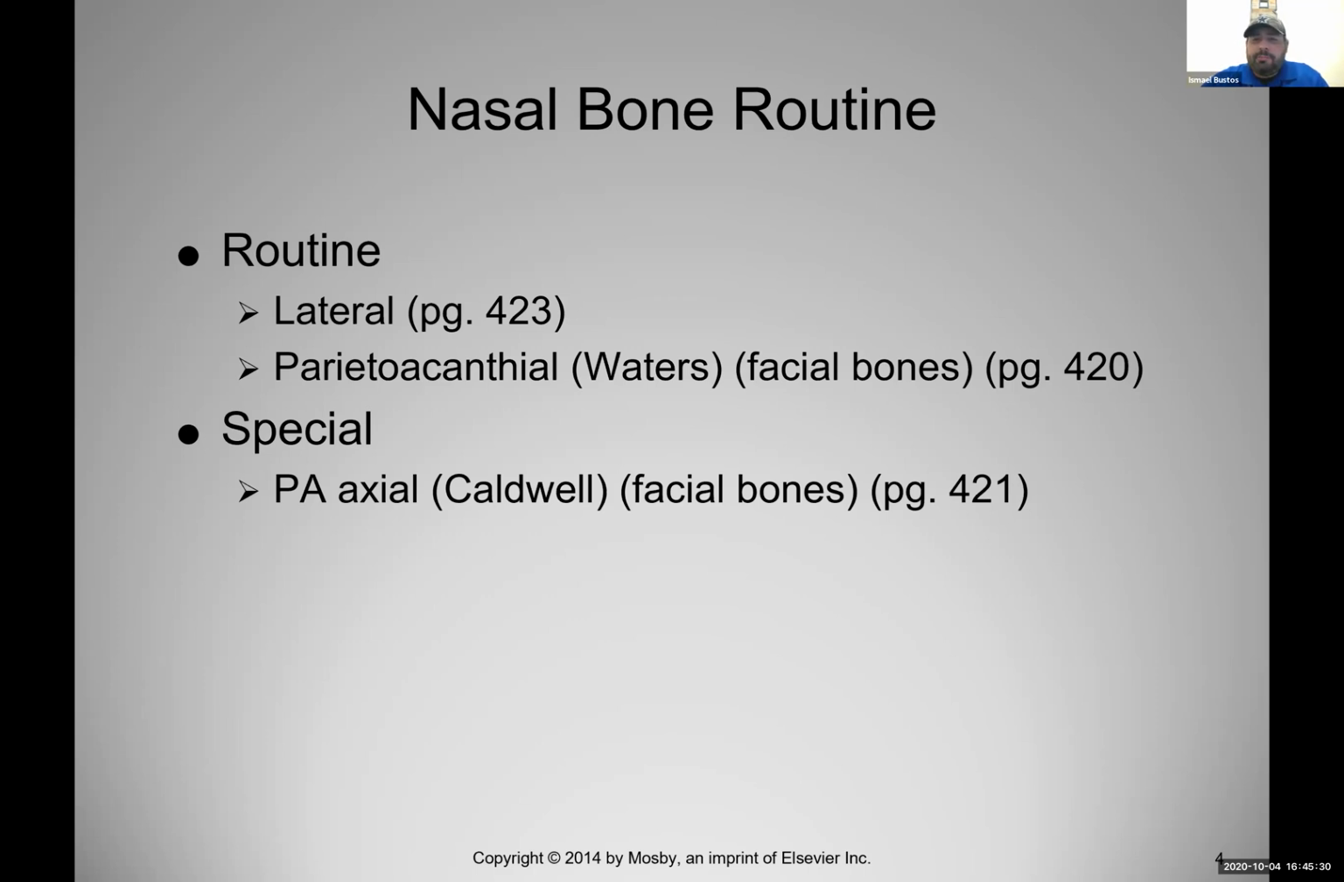The expansion projection is a PA axial Caldwell. Again, you see it's a facial bone projection, on page 421. So we will refer back to the facial bone projection for that.